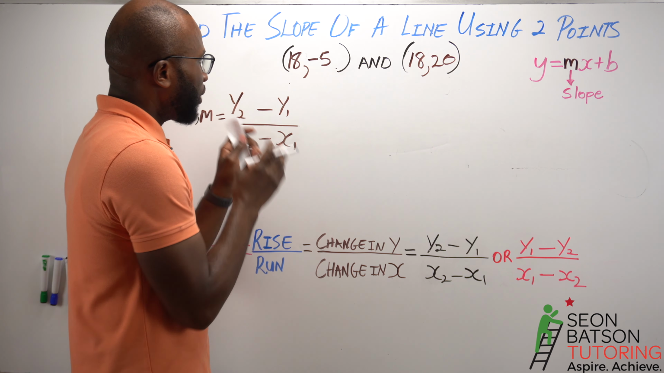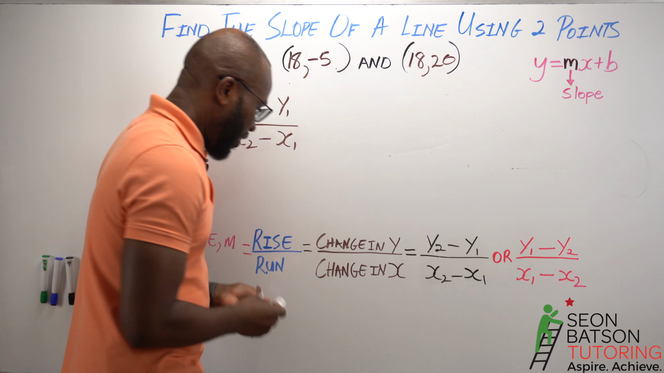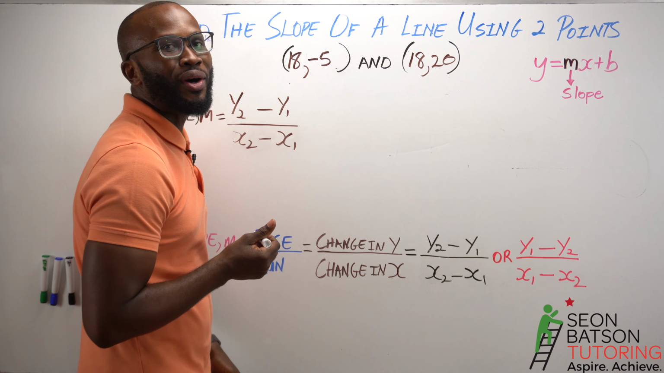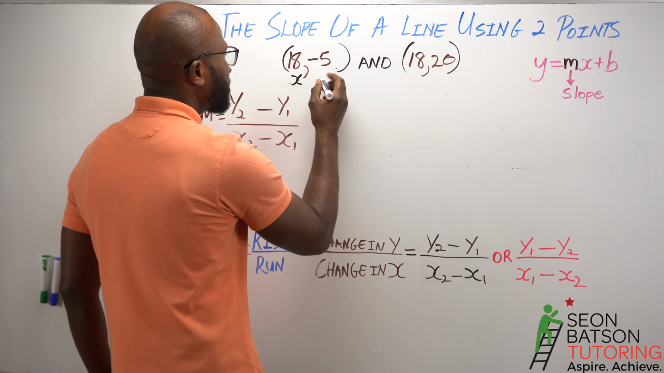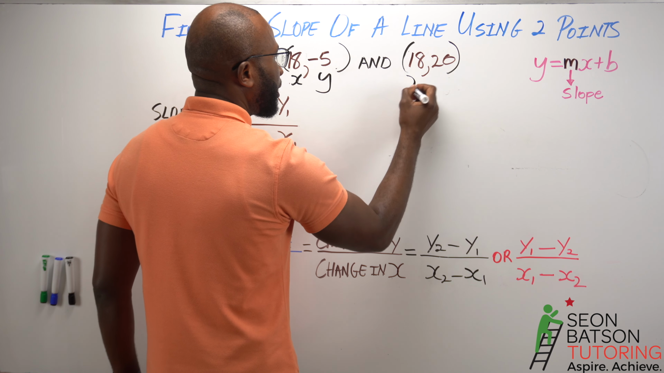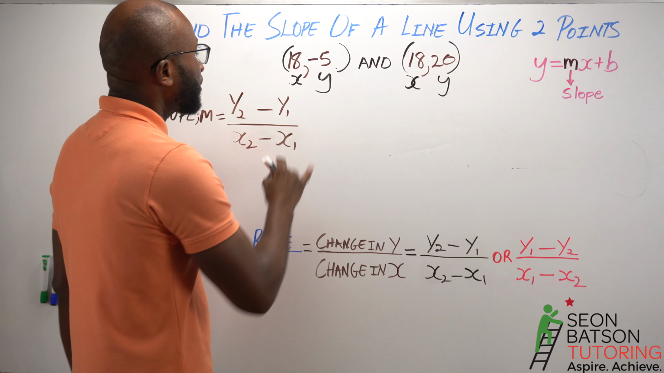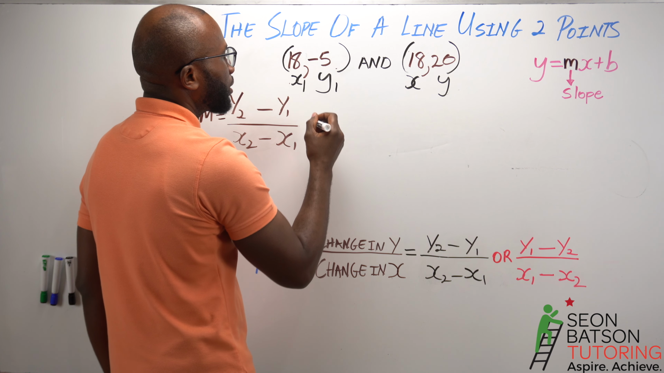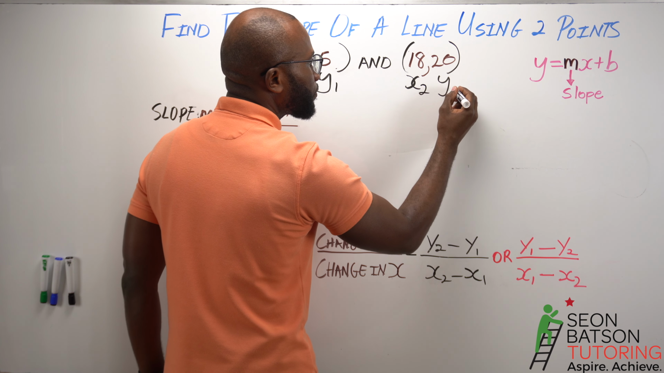Let's say we have 18, negative 5, and 18 and 20. And again, we want to find the slope of a line using these 2 points. So the very first thing we will do is label the coordinates in each point. Again, each point has an x-coordinate and a y-coordinate. The first point will be our 1s, so we'll use x1, y1. And the second point will be our 2s, x2, y2.